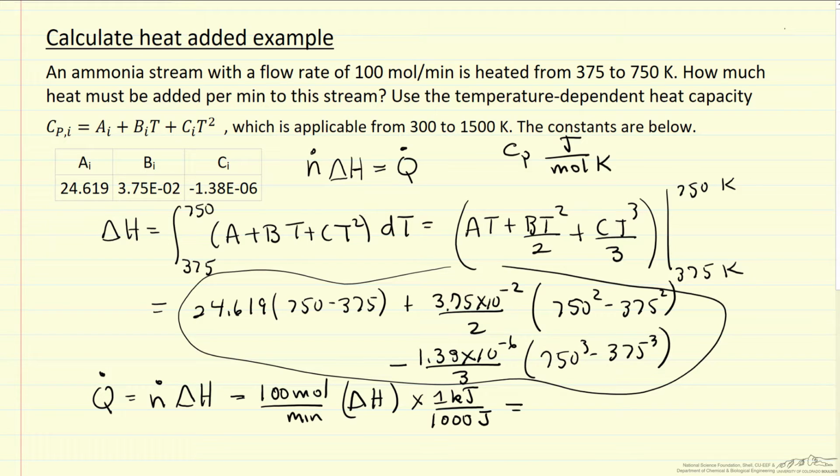And this number I just put into a spreadsheet, 1,697 kilojoules per hour, which realistically is 1,700 kilojoules per hour. That is Q dot, and that's what we're trying to determine.